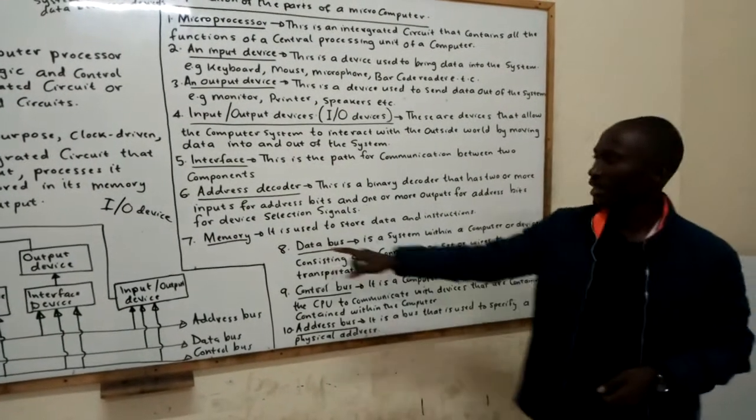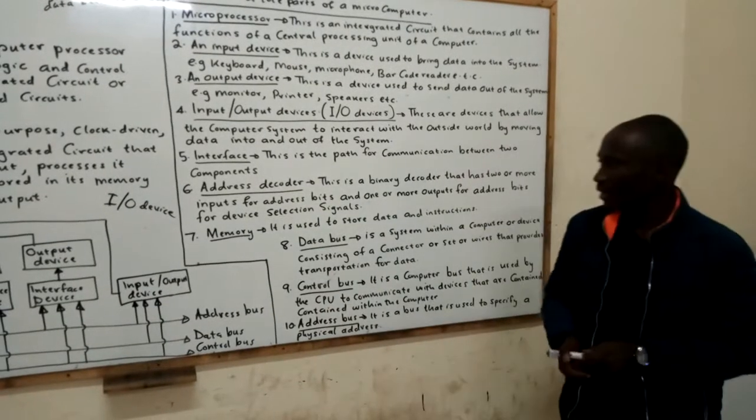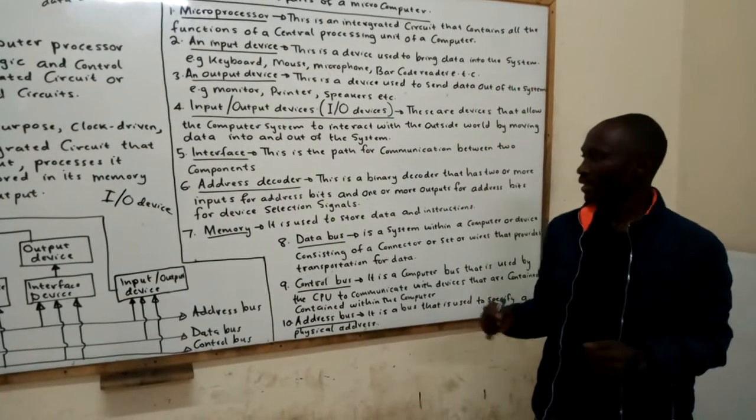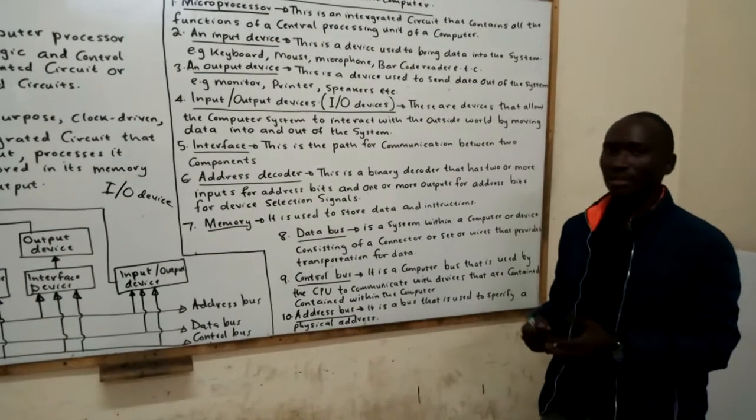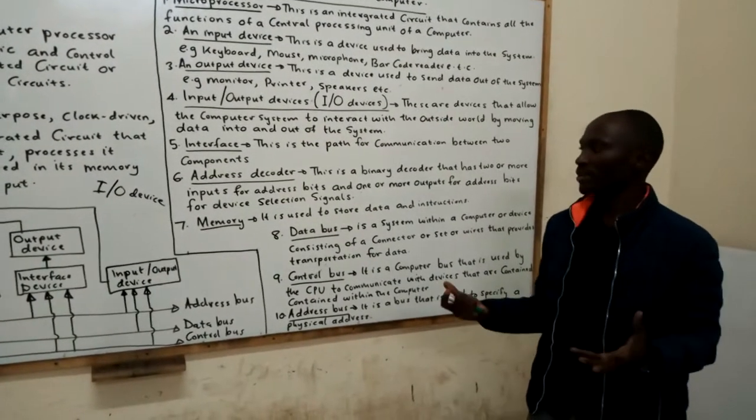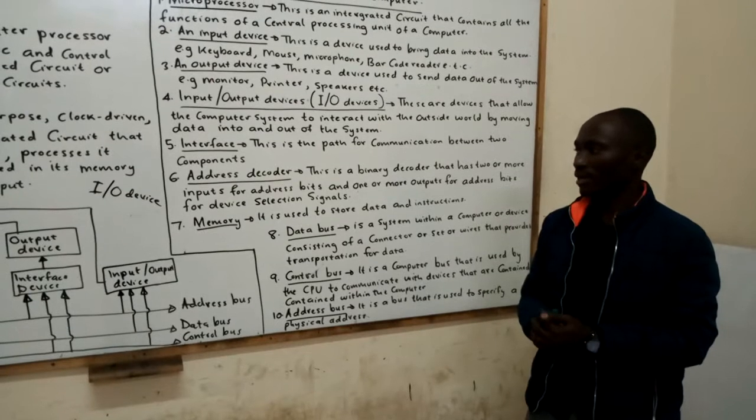Let's go to the other component, which is the memory. And the memory, in simple terms, is used to store data and instructions. So that is where your data and instructions are stored.